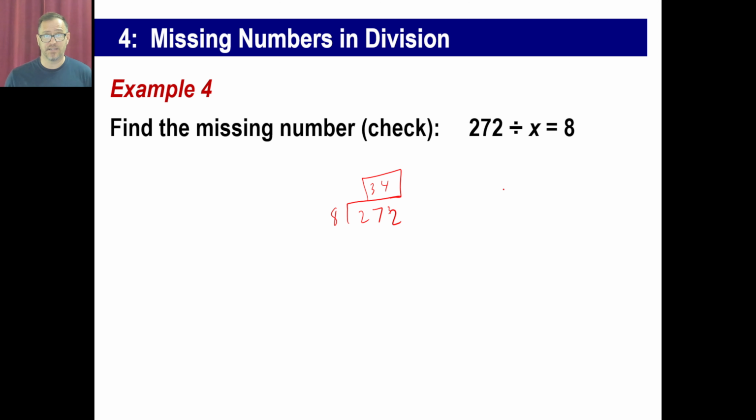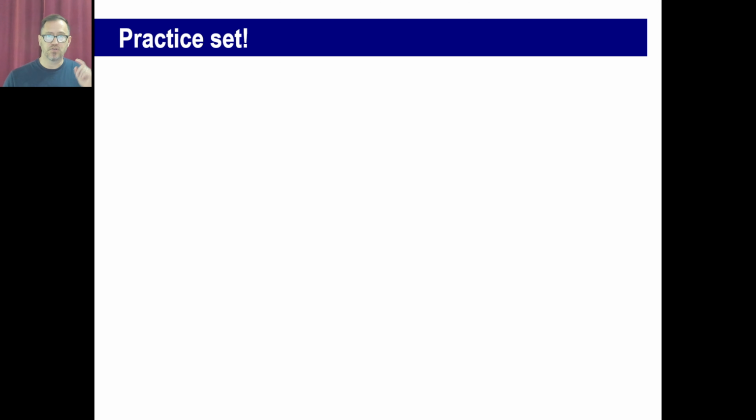And then we can check this by saying, okay, let's check it out. 34 times 8. 4 times 8 is 32. 8 times 3 is 24, plus 3 is 27, and look at that, we're right. There we go. That's all you need to do to find those missing numbers in division and multiplication as well. So try the practice set, and let's do A. Pause it and give A a whirl.